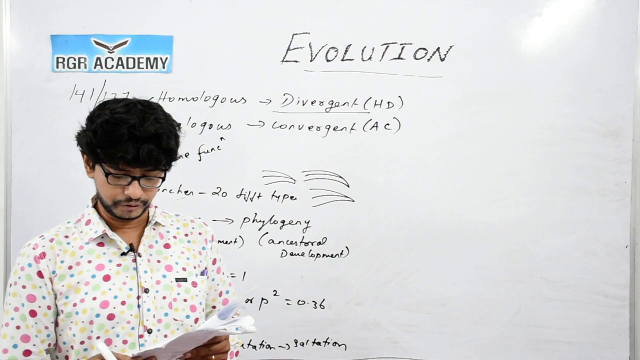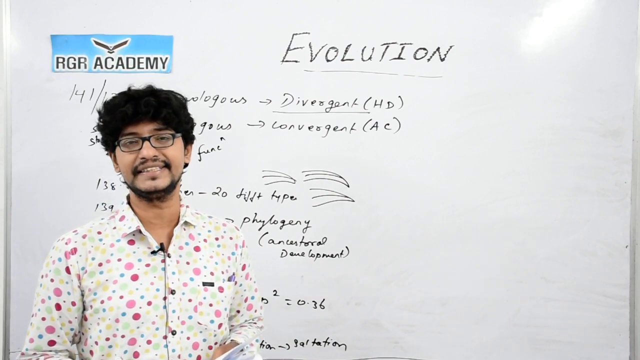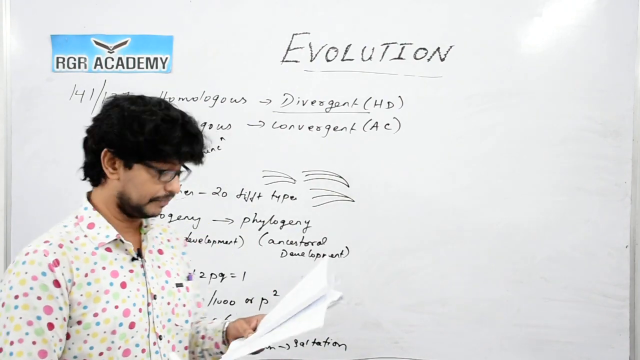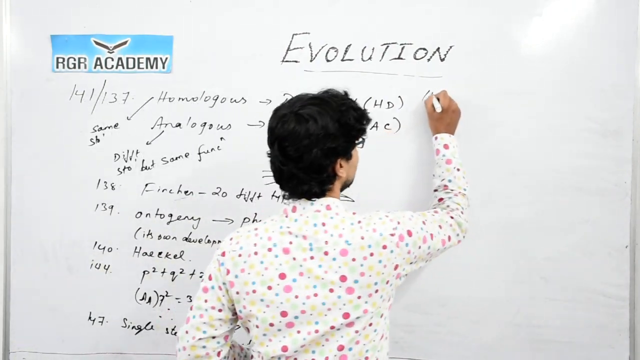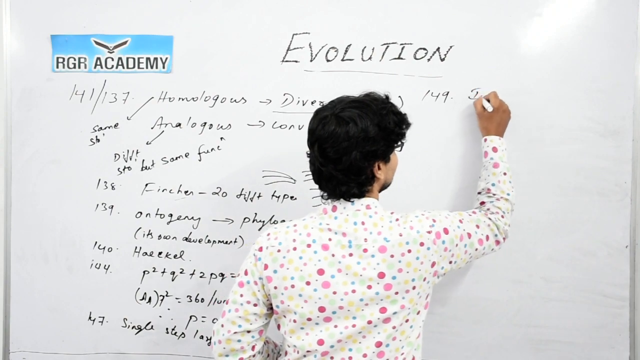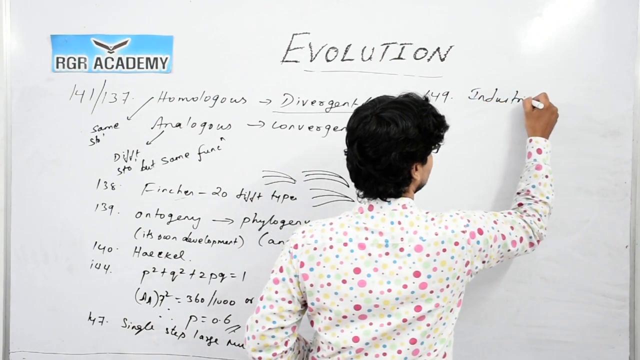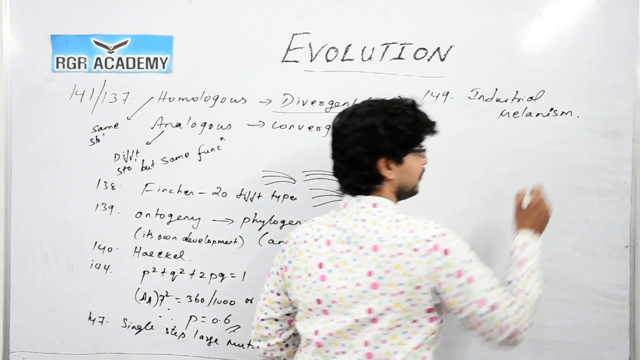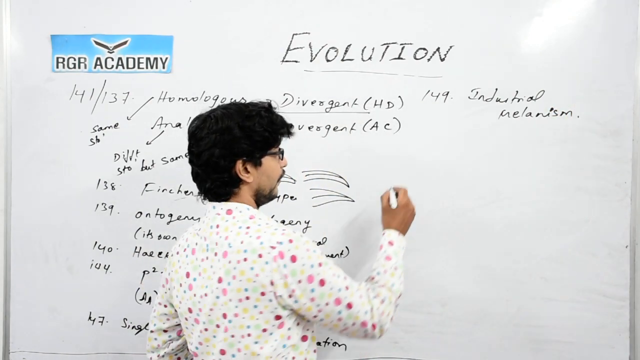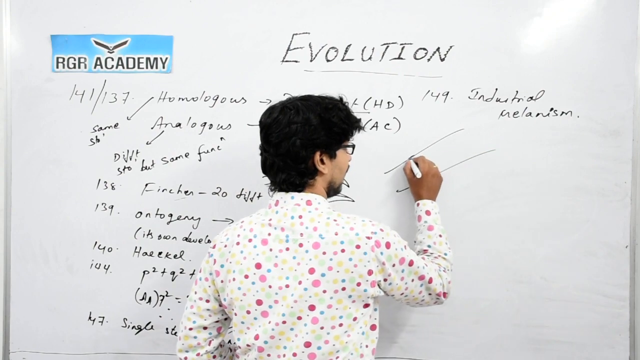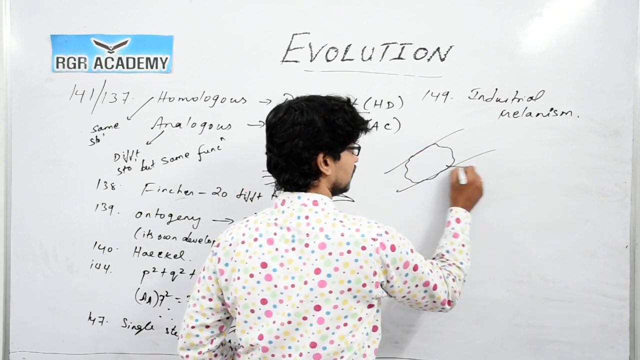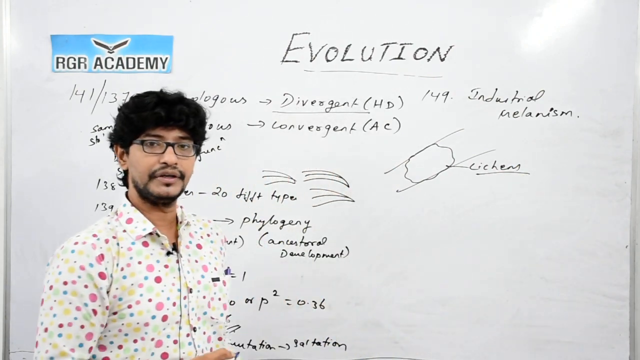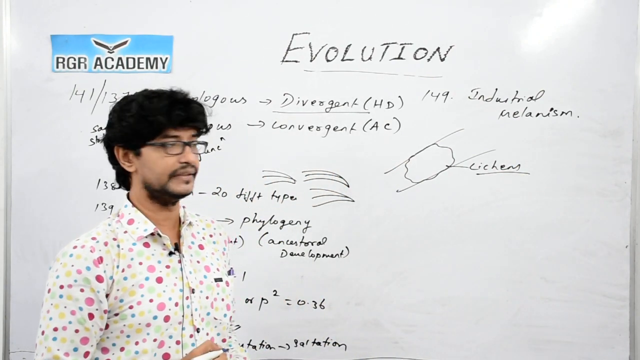Next, question 149. Industrial melanism is an example. We discussed the Betularia species and industrial melanism. Industrial melanism was first identified in England in the Birmingham area, where the bark of the trees was covered by lichens. You know, lichens are nothing but a symbiotic relationship between fungi and algae.